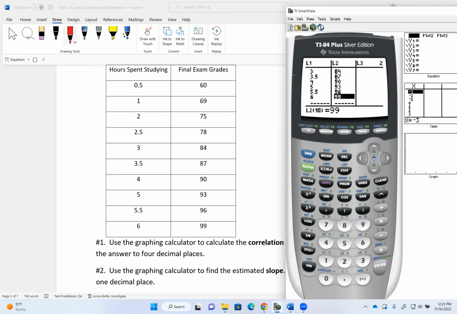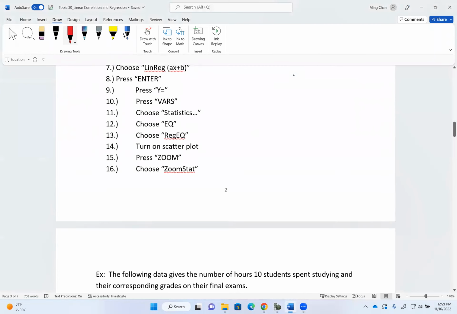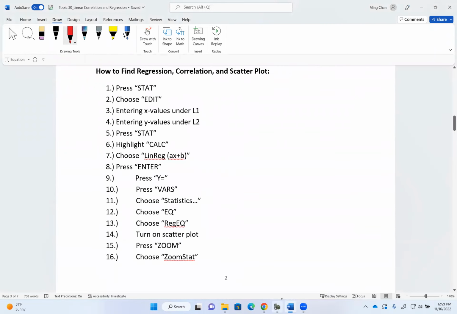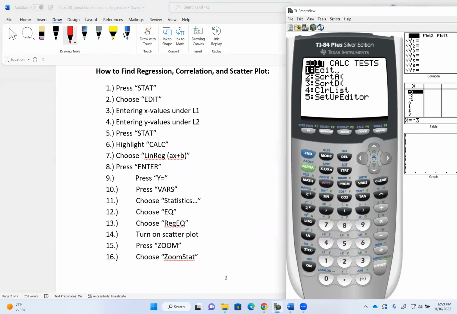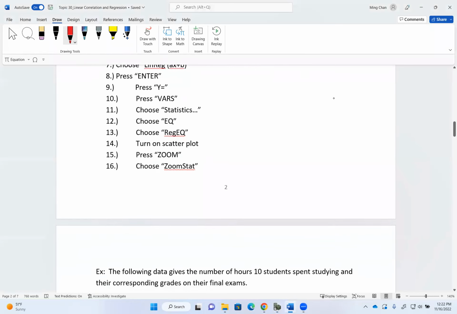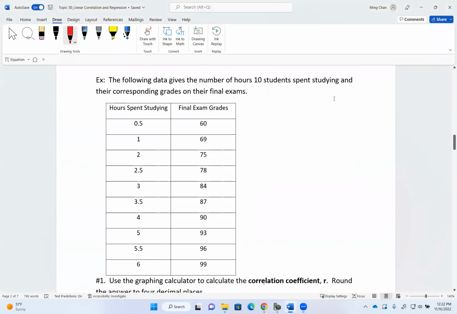Okay. So once we've done that, let me scroll back up real quick. Once I enter it, press stat again, highlight the word calc, and choose the one that says linear regression, ax plus b, number 4. All right, press enter. There you go. So this R right here is your linear correlation coefficient R. So it's about 0.98. You can almost say it's a little bit over 98% fitness. Okay. It's called the goodness of fit.